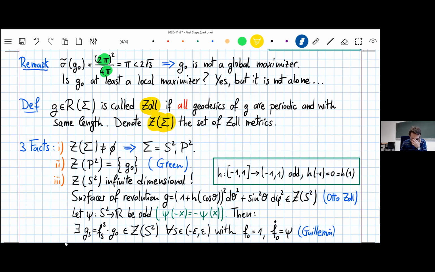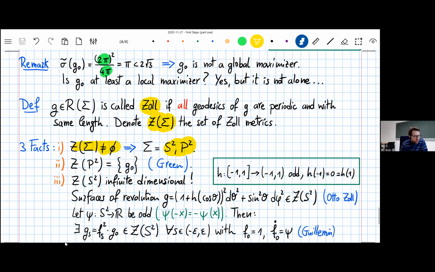These metrics were introduced more than 100 years ago. So there are a lot of things we know about these metrics, but still many things are mysterious. The first thing we know is that having a Zoll metric on a surface tells you something about the topology. For example, if you know that you have a Zoll metric, then you are either the sphere or RP2. And this is something that you prove using topology: if you have a Zoll metric, then your fundamental group is either trivial or has two elements. So this gives you exactly these two cases.